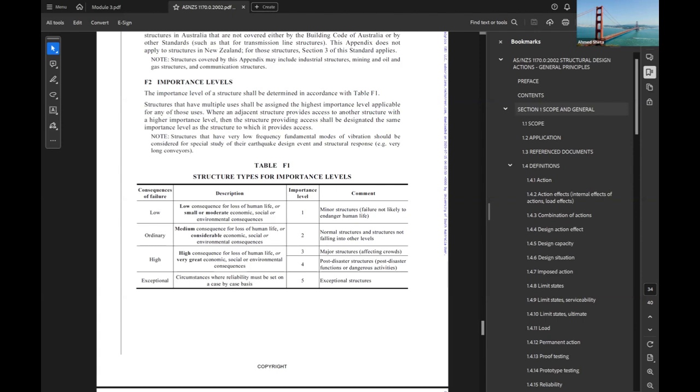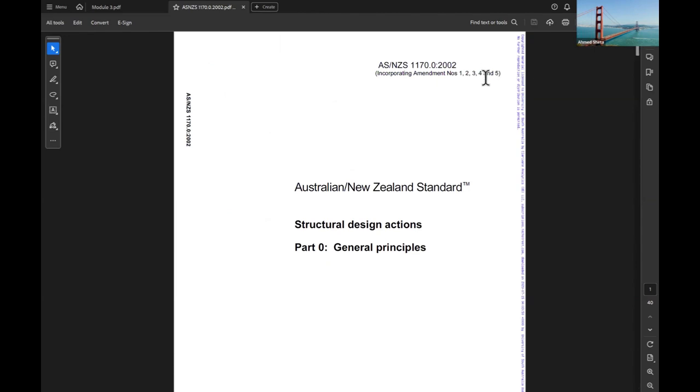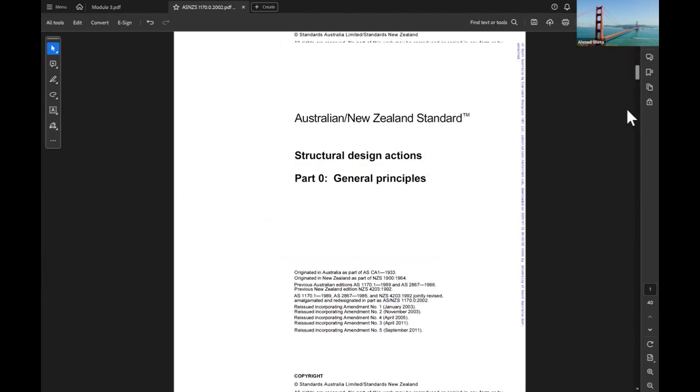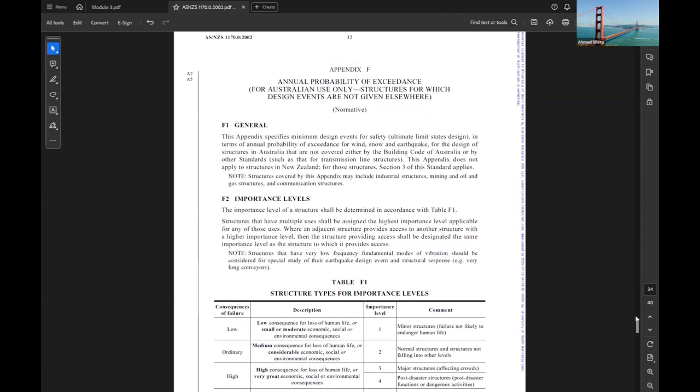I will just share the other file with you. Can you see the standard? Yep. So this is the 1170.0, the general principles of loading in the Australian standard. If we go to Appendix F, this is the annual probability of exceedance, which is equal to our R.